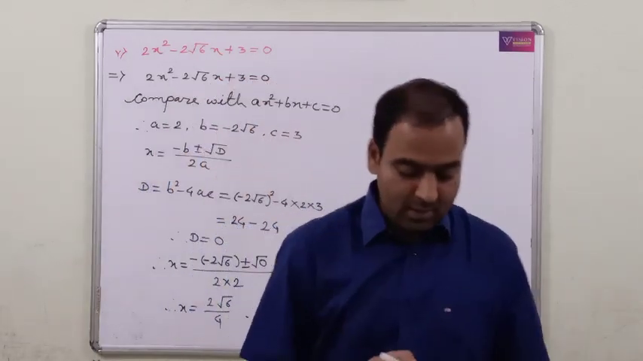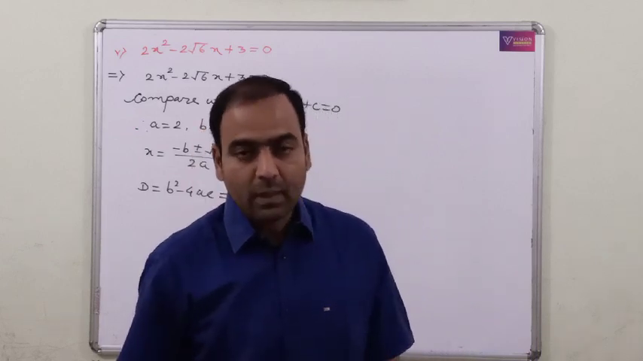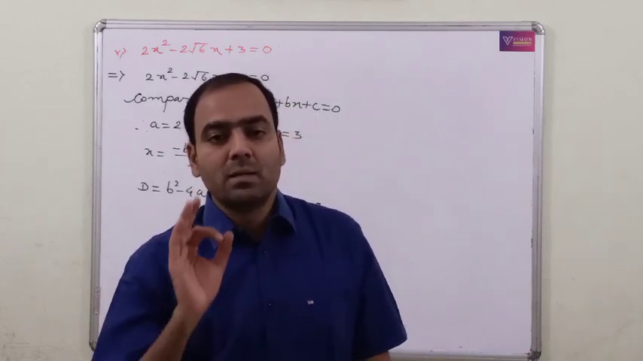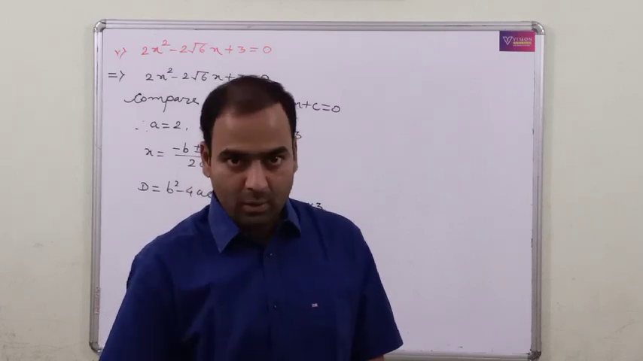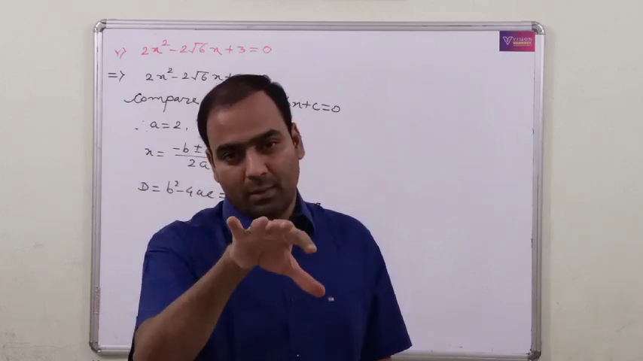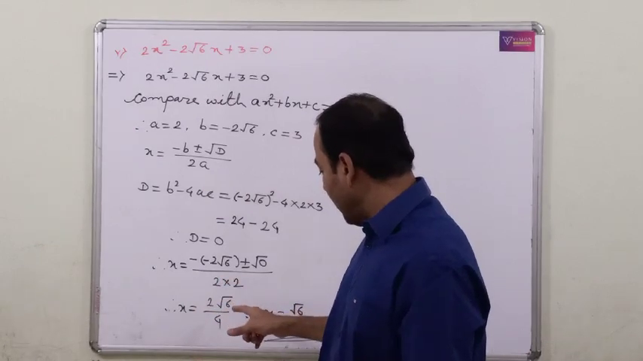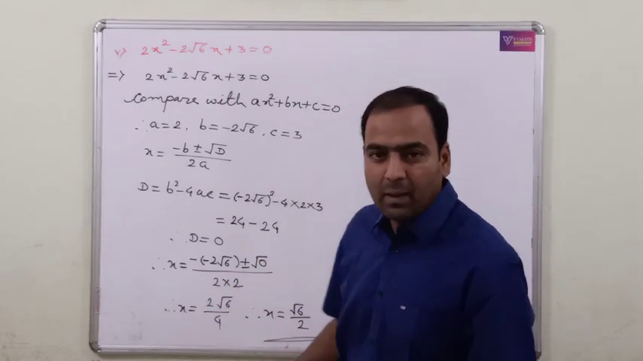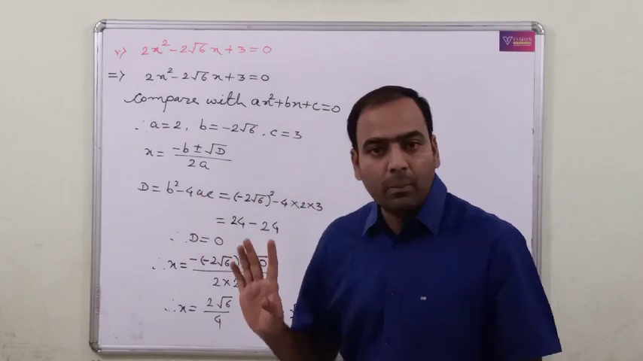So write the point. If the value of discriminant is 0, then the quadratic equation has a unique root, real and unique root. You can say real and equal. Alternative word: real and equal. So only one root remains. Alpha and beta, both values will be the same. That is also called the unique root. Okay? Root 6 upon 2.